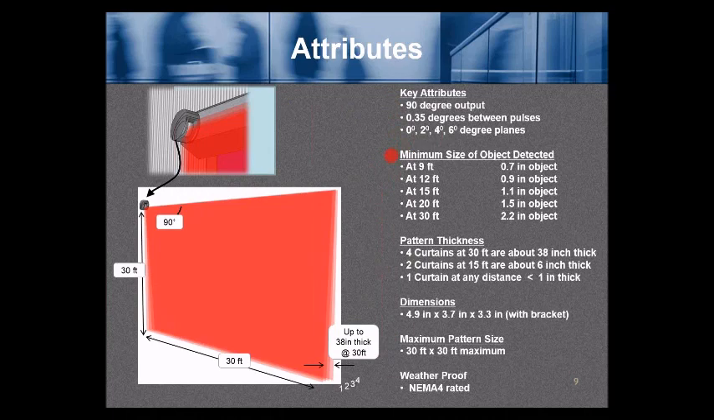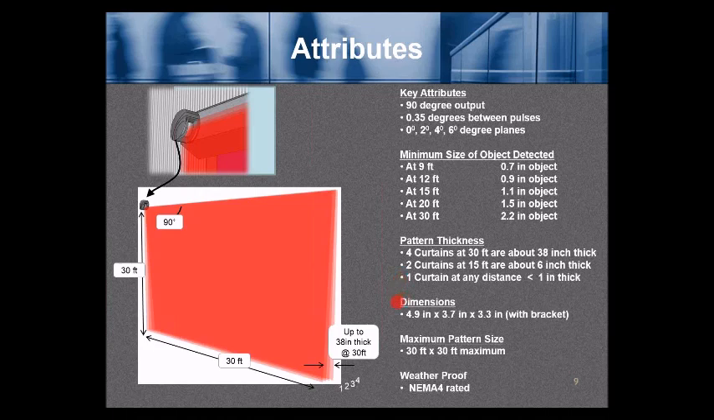The minimum size of the object detected at 9 feet is 0.7 inches, at 12 feet 0.9 inches, at 15 feet 1.1 inches, at 20 feet 1.5 inches, and at 30 feet 2.2 inches. The pattern thickness for 4 curtains at 30 feet is about 38 inches thick. 2 curtains at 15 feet are about 6 inches thick. 1 curtain at any distance is less than 1 inch thick.